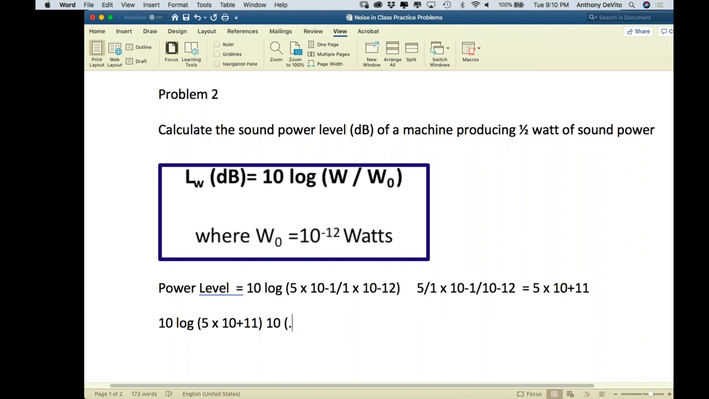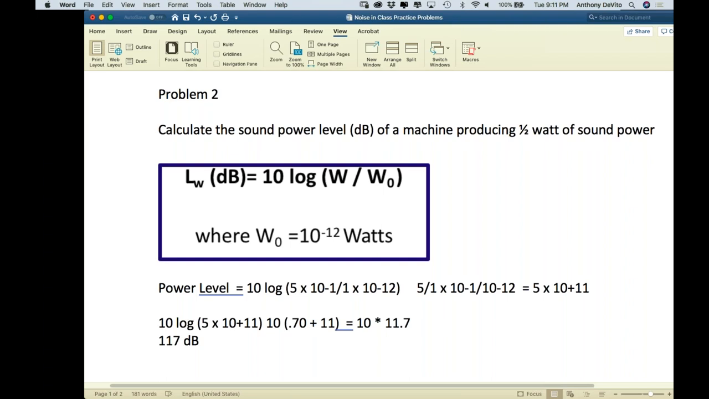Okay, let's use 0.70. 0.70 is the logarithm of... am I doing this right? 10 times 0.70, right? Plus the logarithm of 10 to the minus 12, which with 10 to the plus 11th is 11. So it's equal to 10 times 11.7, or in other words, 117 decibels. Do I got that right? Yes, sir. You agree with me, guys? Okay, not that hard, right?